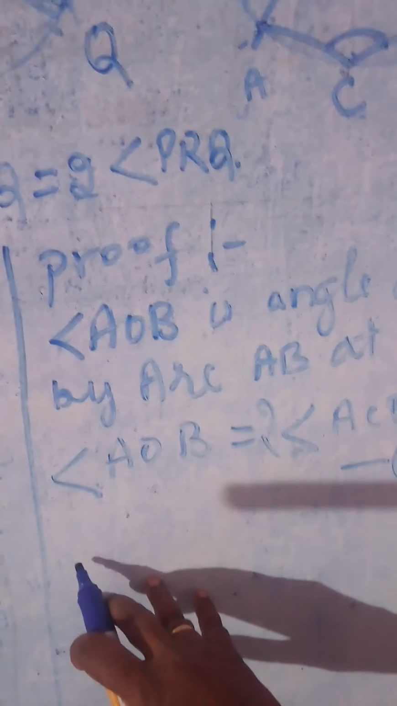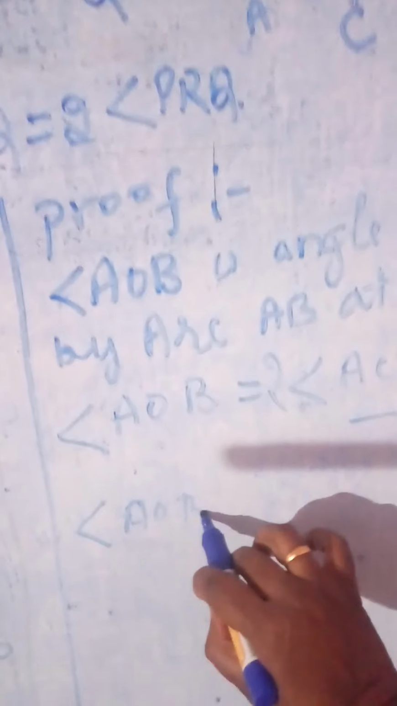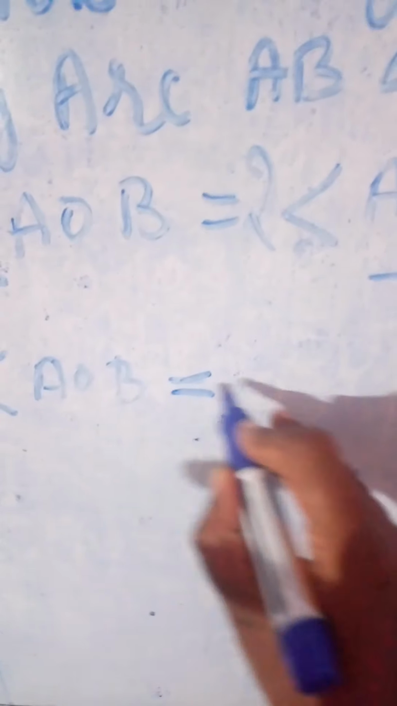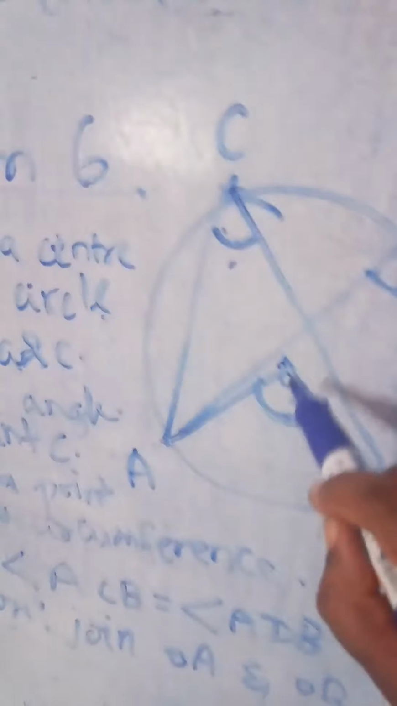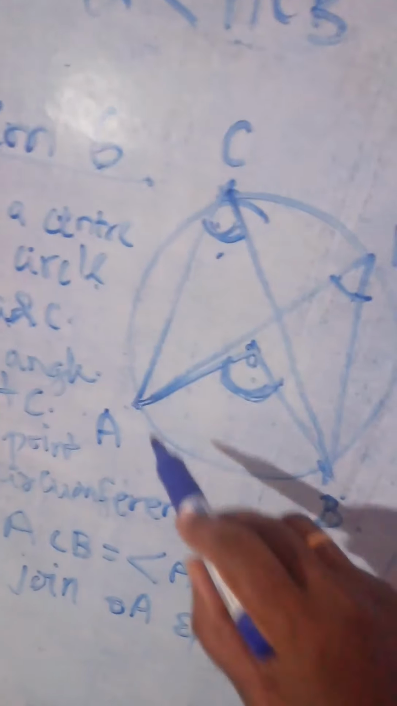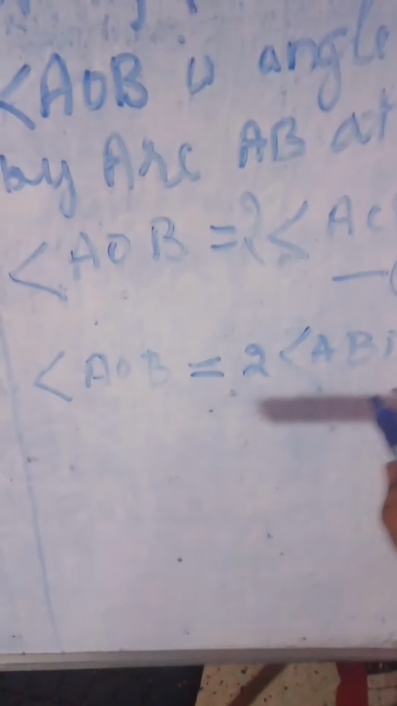Now second one, similarly, angle AOB is equal to 2 times angle ADB. Same thing here, based on theorem 5. Here this angle will be 2 times this, and same thing here, this angle will be 2 times this. So this is 2.